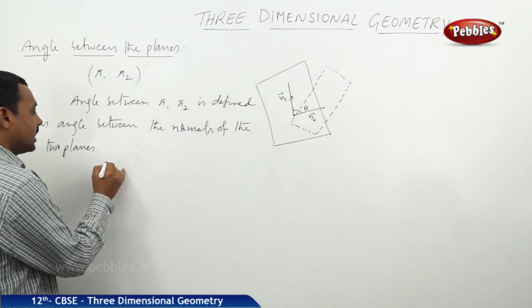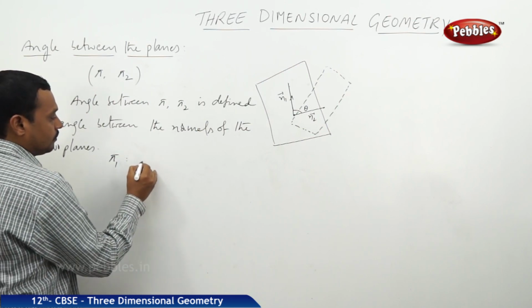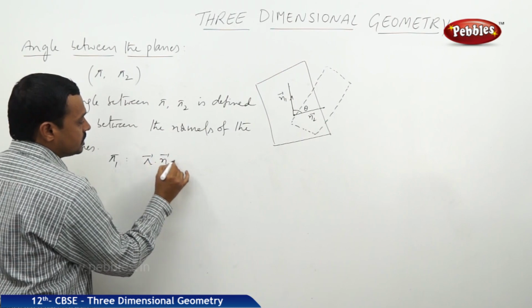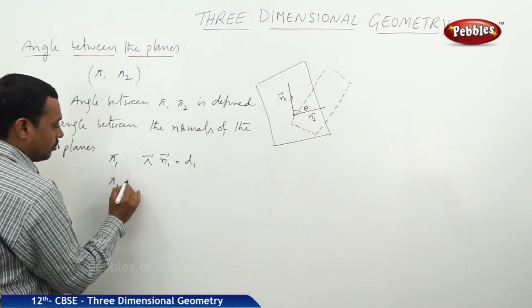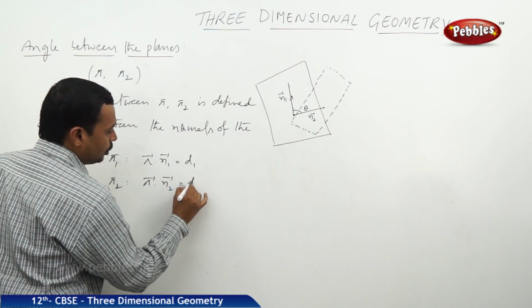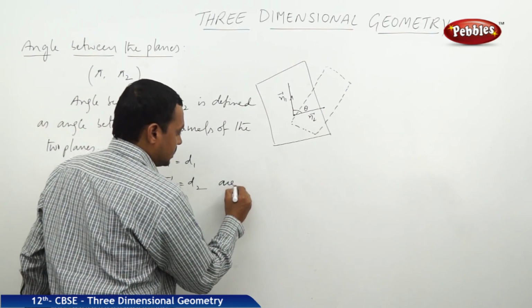Now let us take the plane pi 1 in vector form, that is r bar dot n1 bar = d1, and the second plane pi 2, r bar dot n2 bar = d2, as the two planes.